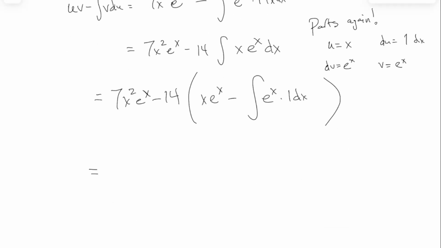So this whole thing becomes my final answer here: 7x squared e to the x minus 14 times (x e to the x minus e to the x). And I always put the plus c on the outside. You can put the plus c inside those parentheses if you prefer, but it doesn't matter. So sometimes you've got to do it twice. That's the moral of the story here. And in fact, sometimes you've got to do it three times, if you start with a cubic. Any thoughts about that? This is integration by parts used twice.